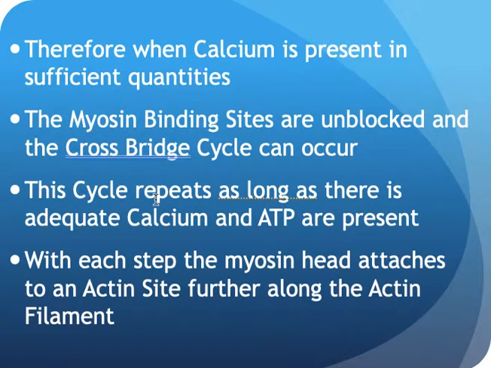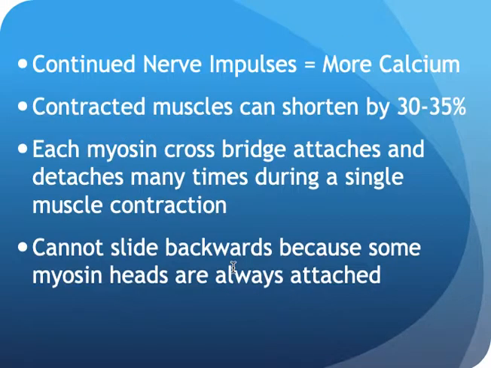So as long as I can keep those binding sites unblocked and I have the energy to keep these contractions moving along, I can continue this contraction as long as these two things are still present. With each step, the myosin head is going to attach to the actin further along, and we're going to look at a picture of that in a second. So continued nerve impulses equal more calcium.